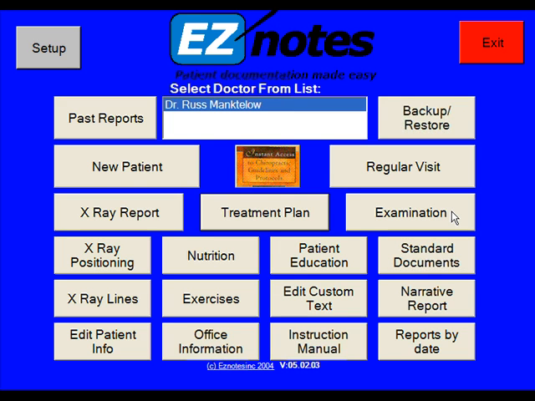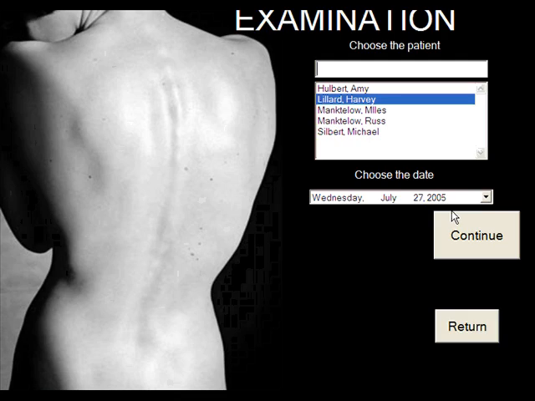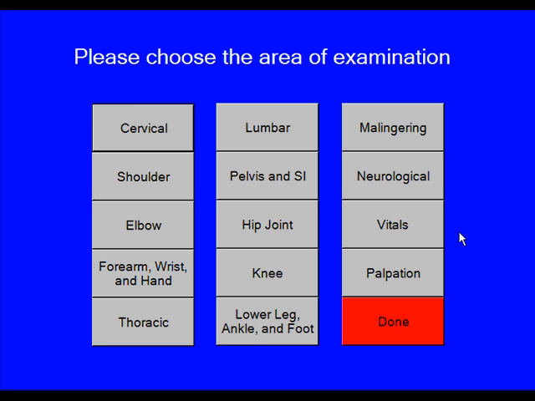Okay, this is examination. Let's say we needed to do an exam on a patient. Simply touch exam. It brings us to our patient list. We can of course change the date if they need to be. And we're going to use our friend Harvey Lillard again. Simply hit continue, make sure he's highlighted, and it says please choose the area of examination.